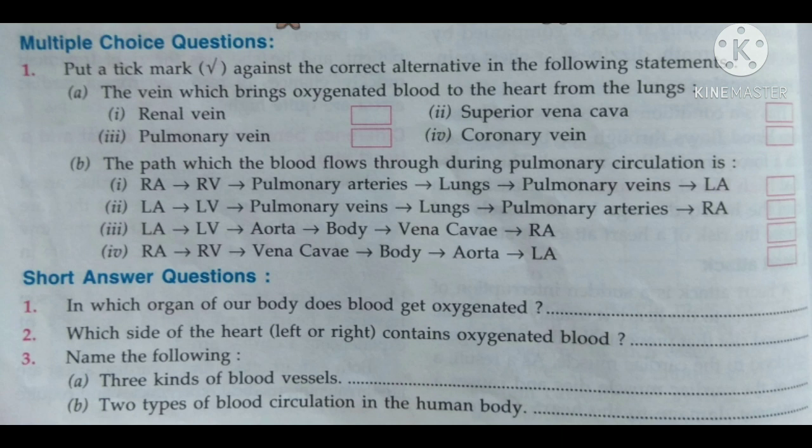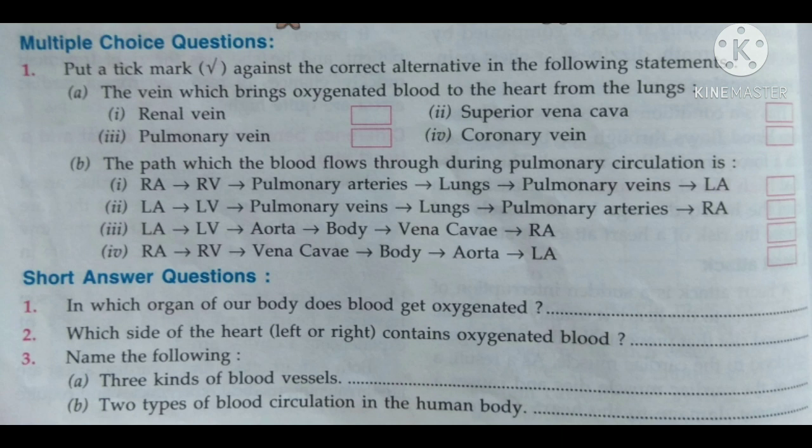Next, the path which the blood flows through during pulmonary circulation. So answer is first one: right auricle to right ventricle, then it goes to the pulmonary artery, then it goes to the lungs, then it goes to the pulmonary veins, then it comes to the left auricle. So answer is first one.